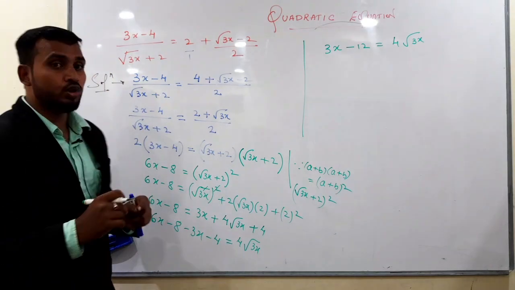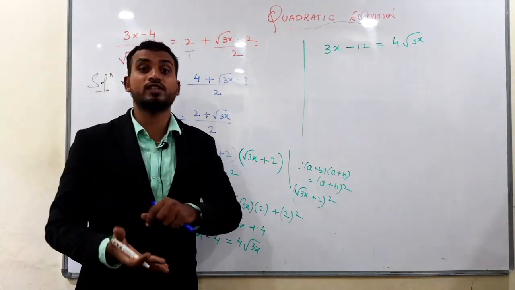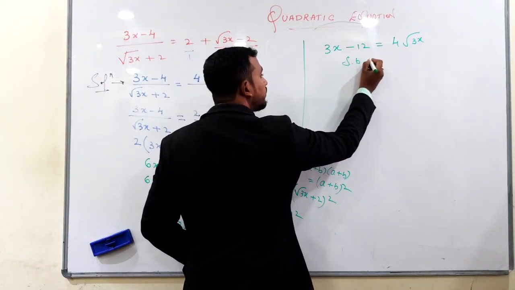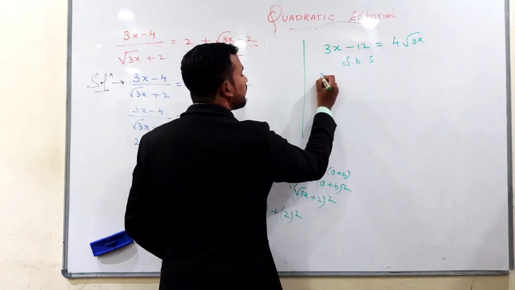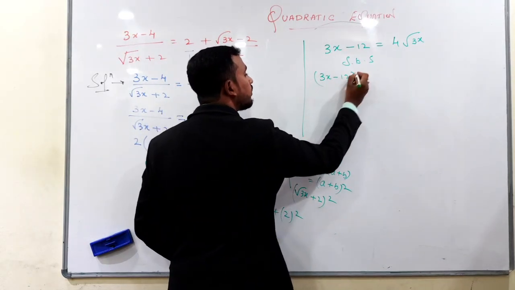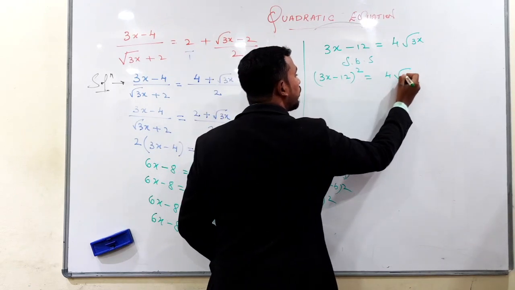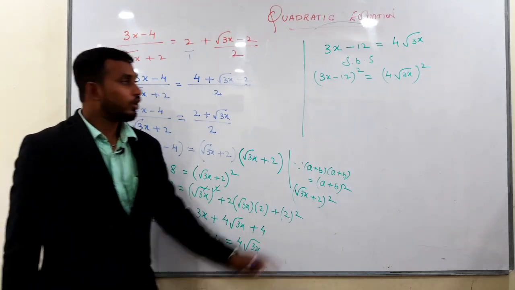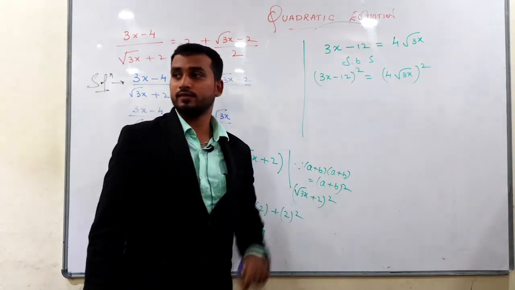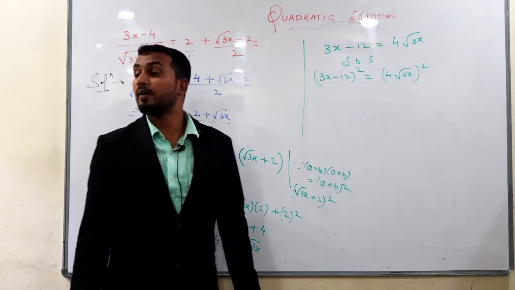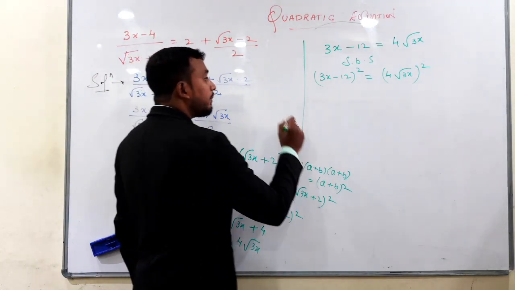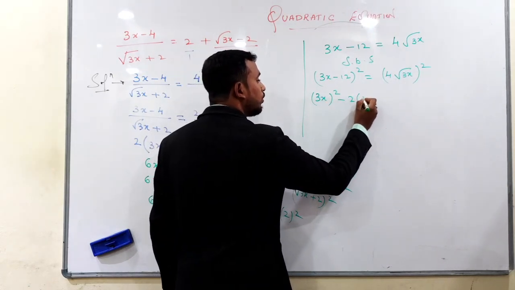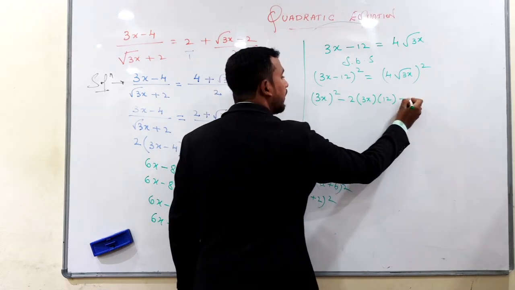To remove that root, what I will do is square on both the sides. That is 3x minus 12 whole square is equals to 4 root of 3x whole square. Now it's in the form of a minus b whole square. So what is a minus b whole square? A square minus 2 into a into b plus b square.